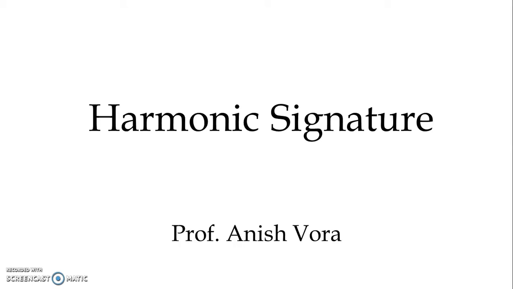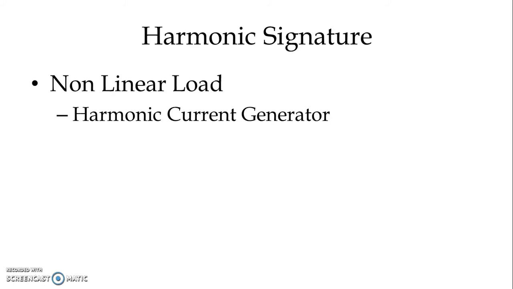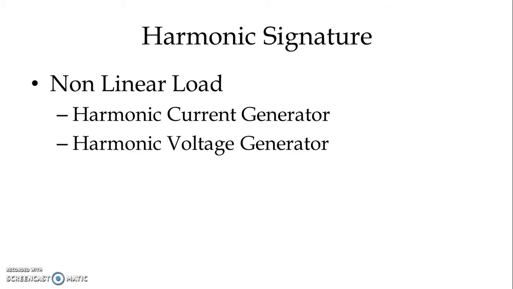In this video lecture, we will study about harmonic signature. Now what exactly do we mean by harmonic signature? Nowadays, we have a lot of different types of load which generate harmonic current. Especially, we have different non-linear loads that generate current harmonics. Current harmonics are injected into the power system. They propagate, and because of the impedance of the power system, current harmonics transform into voltage harmonics. So we can say that non-linear loads are harmonic current generators as well as harmonic voltage generators.